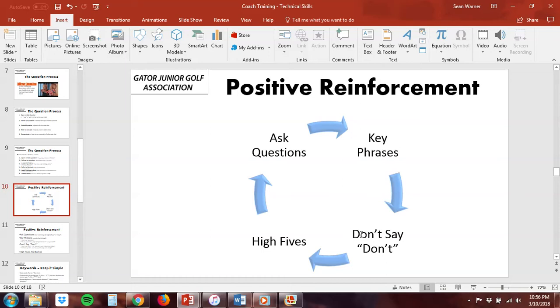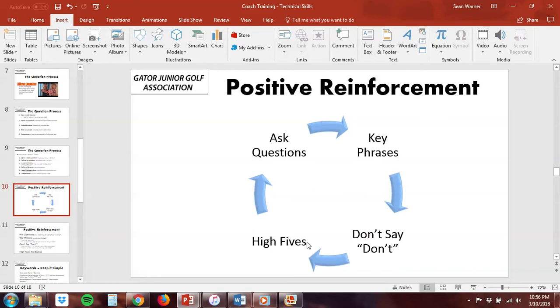Okay, so don't say don't. We want to avoid the word don't. Sometimes it's necessary to show them what's wrong, to contrast with what's right. But generally, we want to avoid the negative stuff. So try to avoid it. If it's a bad shot, try to just pick out the good stuff. And then reinforce with contact.